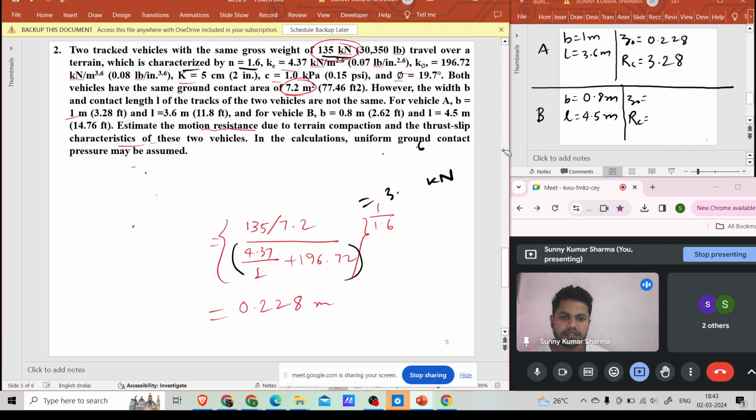You can put it the same for the second track. I will give the value of the rolling resistance of the track. Z0 will remain the same. This will change: the width is 0.8 meter here. This will remain as it is.